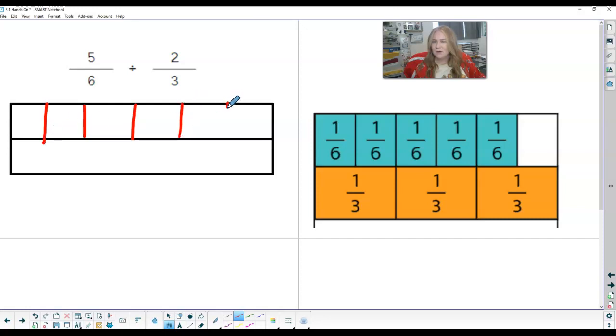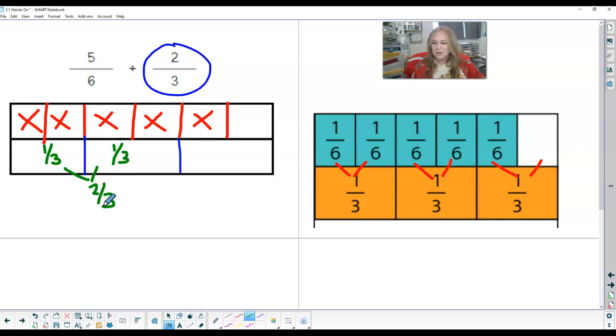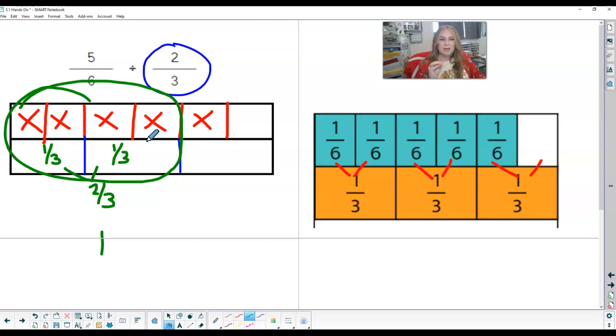There's 3, 4, 5, 6. And I have 1, 2, 3, 4, 5 of those 6. And every time I have 2 of them, that makes a 1/3. So I'm going to cut 1, 2. There's 1/3. 1, 2. There's another 1/3. Here would be another 1/3. But if we look at what I'm circling, I need to circle 2/3, not just 1/3. So here's 1/3, and here's 1/3. So together those make 2/3. So I need to circle all of these pieces here. All of those make 1 group. I need 2/3, cutting it into 2/3.